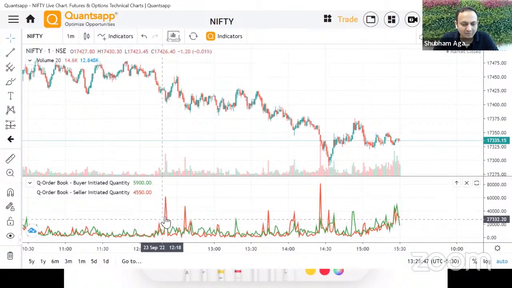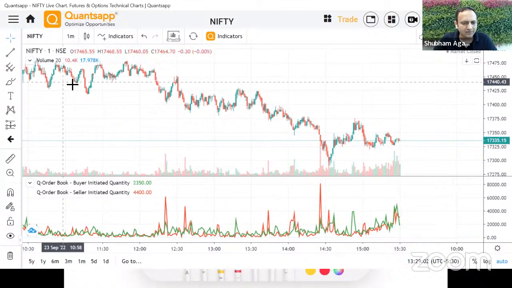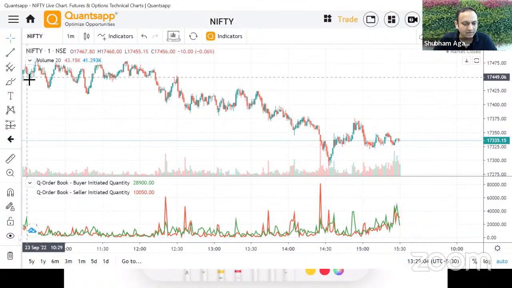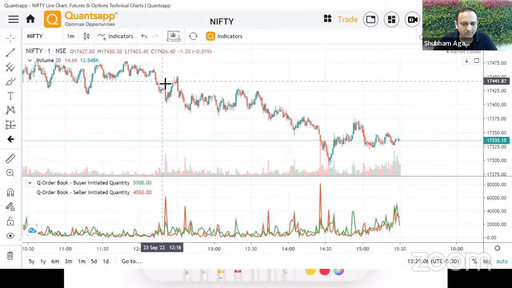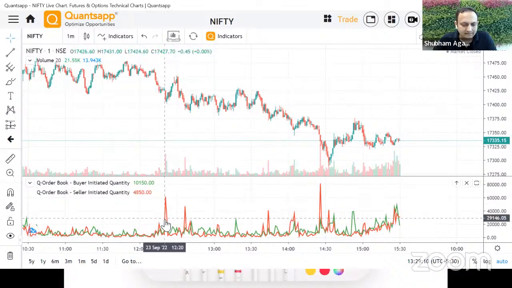So let's understand what basically happened. What was the average? On the right hand side, you can see the average quantity that was getting traded on bid or on ask was roughly around 5,000, right? 5,000 quantities were getting traded, and the Nifty was sideways for some time from around 10:30 to around 12:30, roughly around that time. And then suddenly what happened?